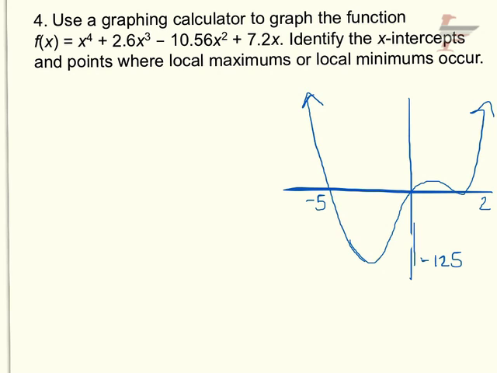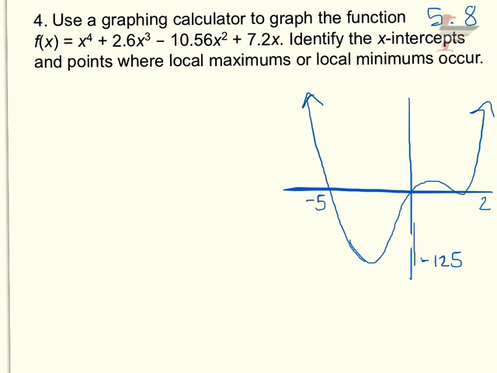This is a review of section 5.8, which deals with graphing functions on your calculator. I just want to make sure that you're comfortable with adjusting your window so that you can see everything you want to see, and also understanding everything you need to see. Notice the function is a fourth degree function, and it says to identify the x-intercepts and points where local max and local mins occur.